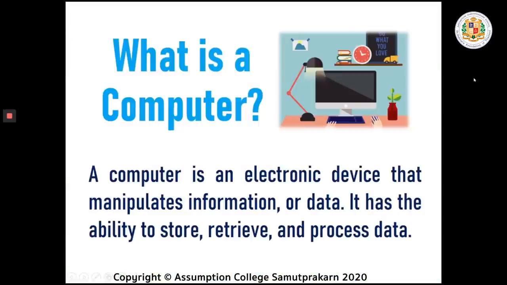Okay, what is a computer? If somebody asks you, your teacher in computer, first thing is, what is a computer? A simple definition is, a computer is an electronic device that manipulates information or data. It has the ability to store, retrieve, and process data. So meaning, a computer is an electronic device. You cannot use a computer without electricity. It manipulates information or data, and you can also store, save, retrieve, open, and process data. That is the meaning of computer.